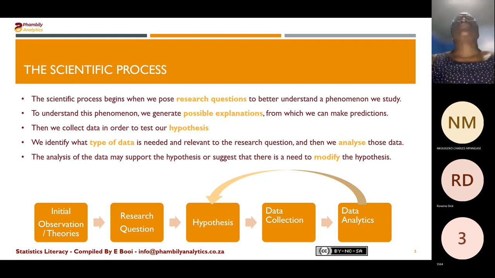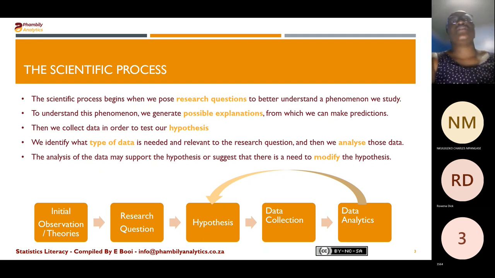So once you have those assumptions, there needs to be a research question that precedes that, because someone wants to find out why certain phenomena are happening. That is what they want to find out. So you need to make sure that you understand what exactly they want to research or find out. Then you need to create some assumptions that you need to test.